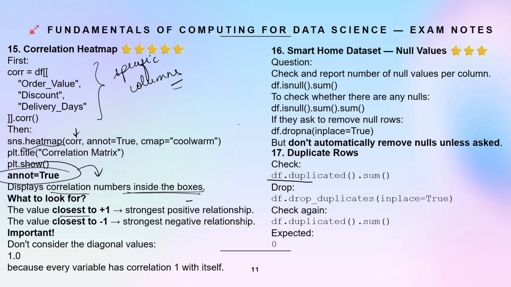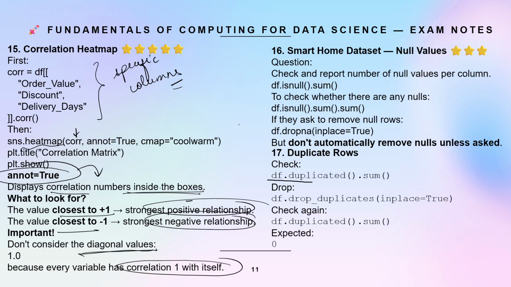When it is closest to +1, we know it's a positive relationship, and -1 means a negative relationship. Don't consider the diagonal values because every variable has correlation one with itself. So therefore, you'll have a matrix like this. Here you can have any set of values.